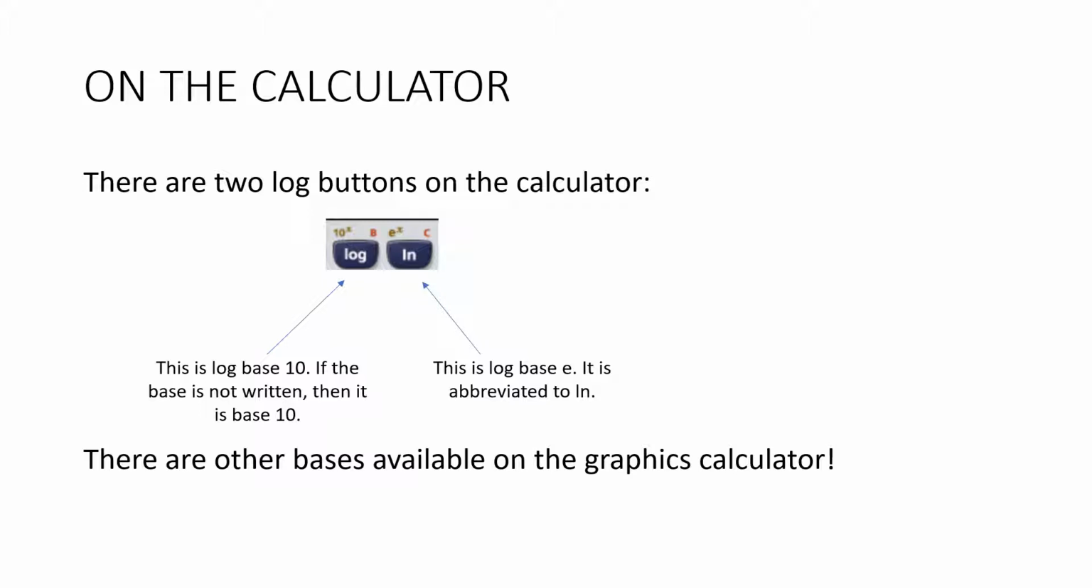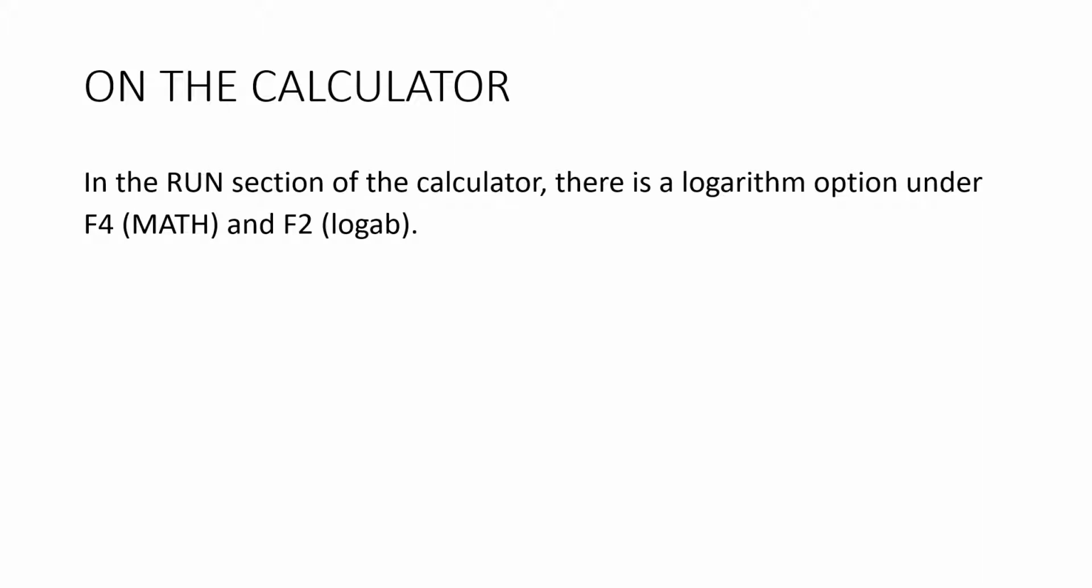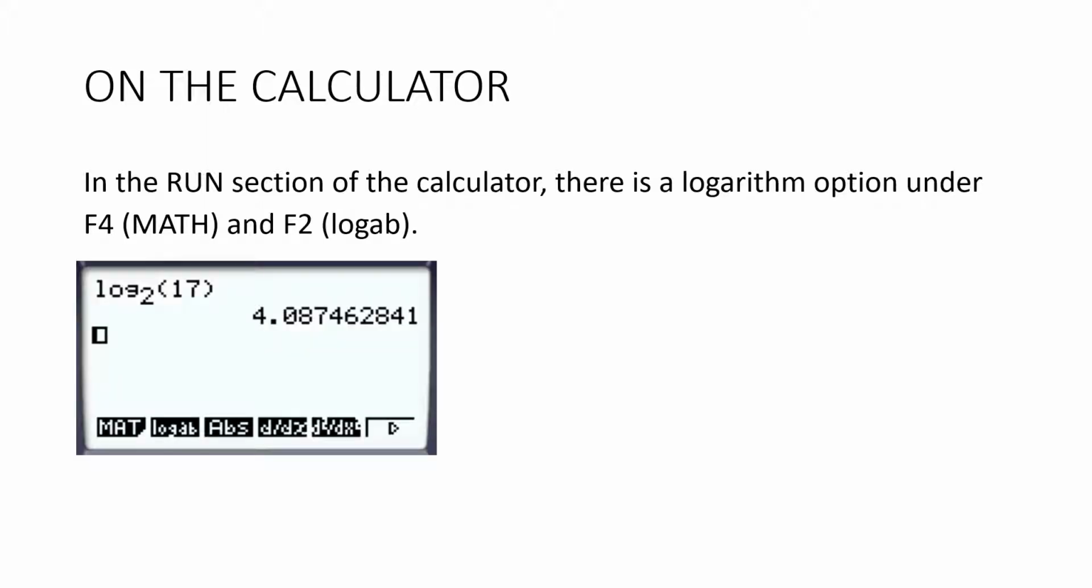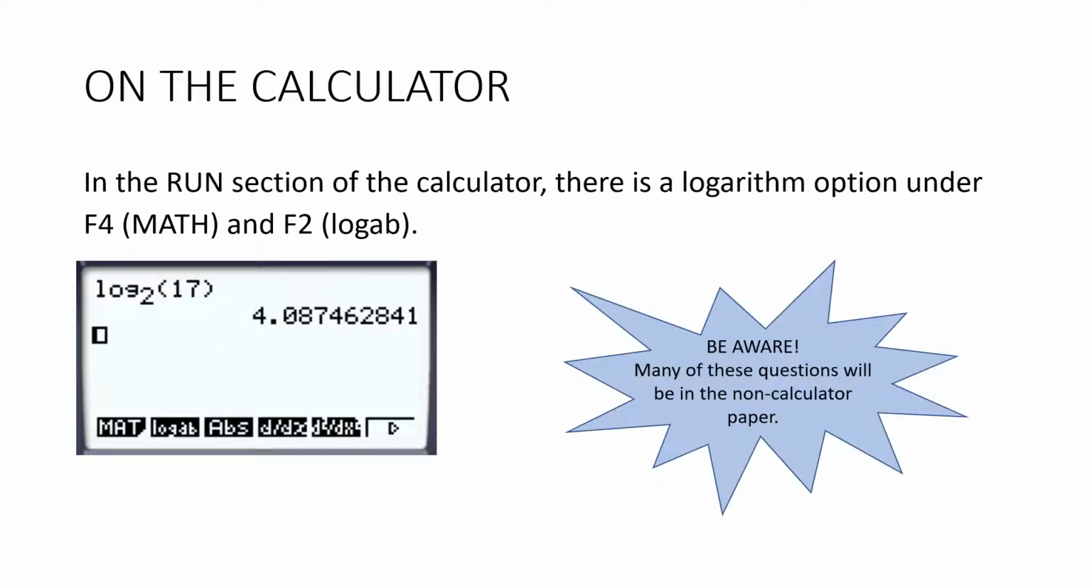But there are other bases available on the graphics calculator. So this is what you do. You go into the run section of the calculator and there's a logarithm option under F4, which stands for math. And then you would hit F2 for log base A of B. So a little bit like this. So there it is there, you can see it. So you would then fill in these, say I wanted log base 2 of 17, and then hit enter or exe, and then it'll come up with our number. But beware, many of these questions will be in the non-calculator paper, so you won't have access to your graphics calculator.